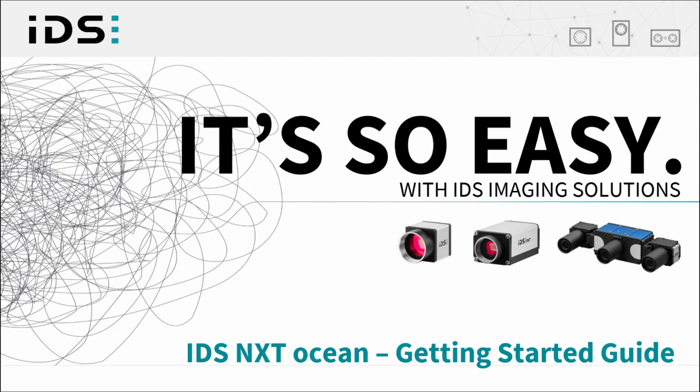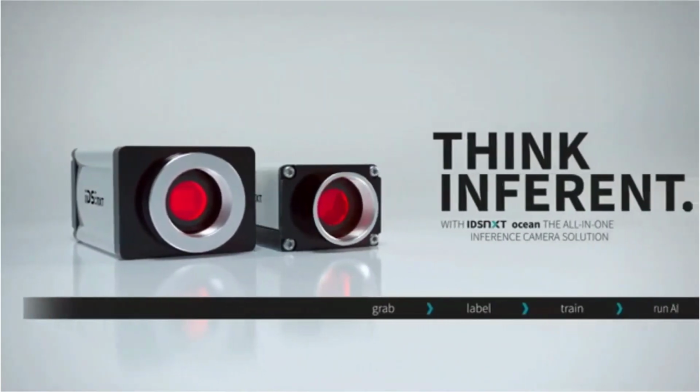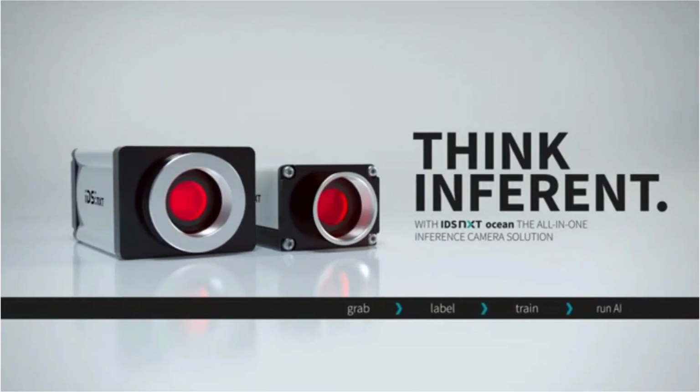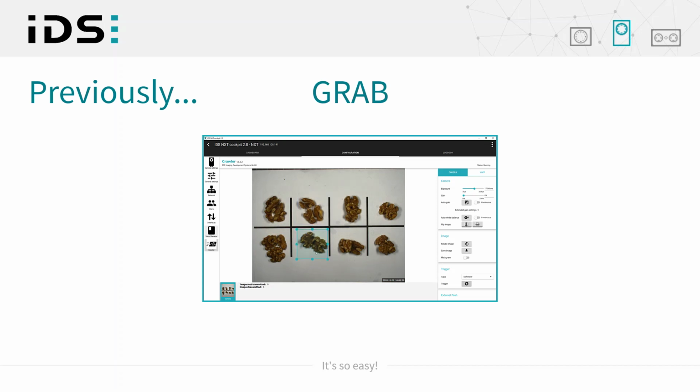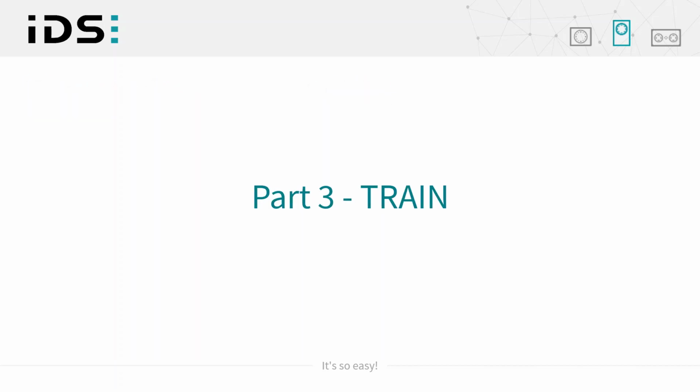Hello and welcome to the third in this series of videos providing an introduction to implementing your own AI-based image processing with the all-in-one solution IDS NXT Ocean. Now in the previous videos we have built our image dataset and we have applied labels and annotations with NXT Lighthouse. This video will focus on the training process and on building the neural networks to run on the camera.